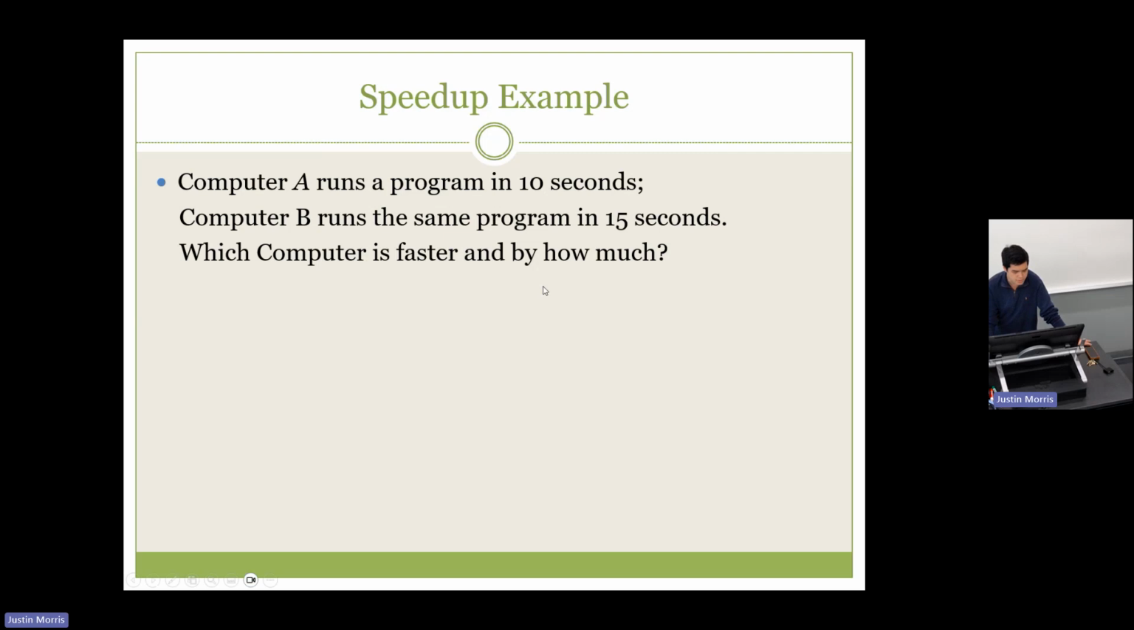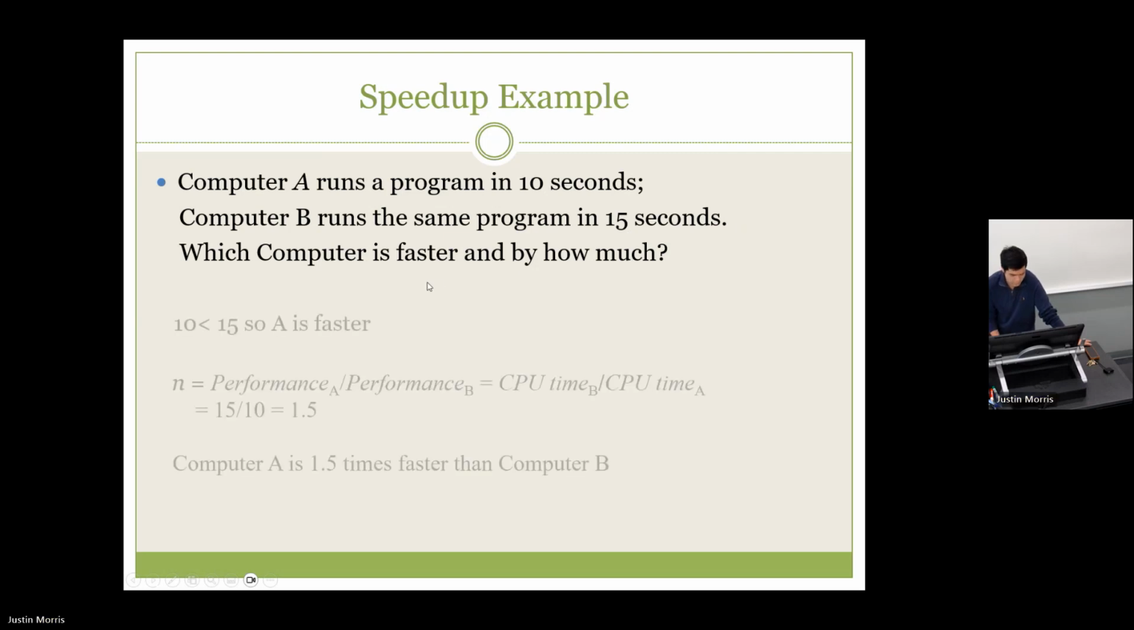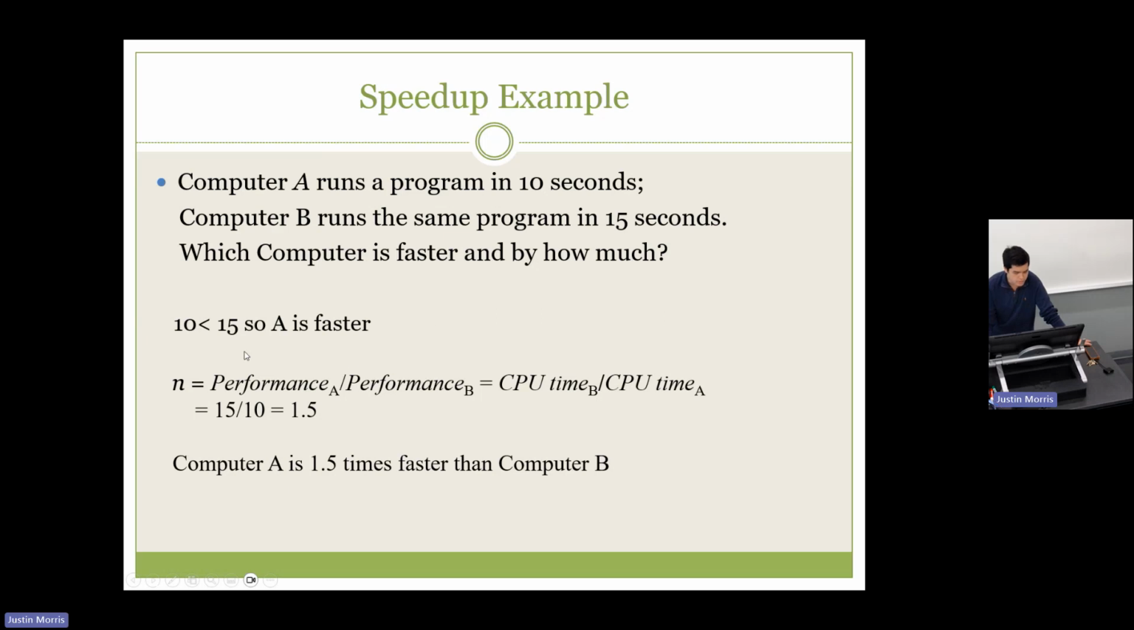Okay, so here's a speedup example. Computer A runs a program in 10 seconds, computer B runs a program in 15 seconds. Which computer is faster and by how much? We know 15 is larger than 10, so computer A is definitely faster. Then we take the slower time, which is computer B, 15 seconds, divided by the faster time, computer A. The ratio is 1.5, so we say computer A is 1.5 times faster than computer B for this given program. This may not be true across all programs, right?